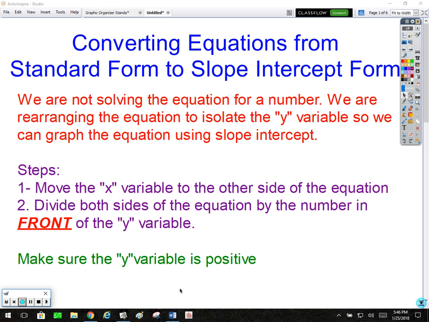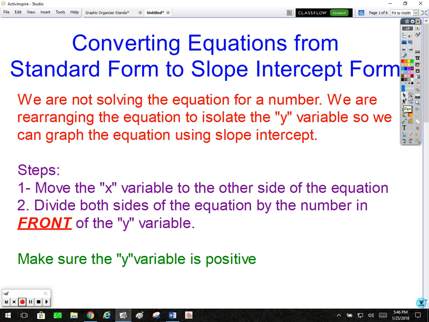We're going to be working on converting equations from standard form to slope-intercept form so that we can graph them on the coordinate plane. Remember, this is the key we talked about today. We're not actually solving an equation for a number. We're just rearranging it to isolate the y variable so we can graph the equation using slope-intercept form.